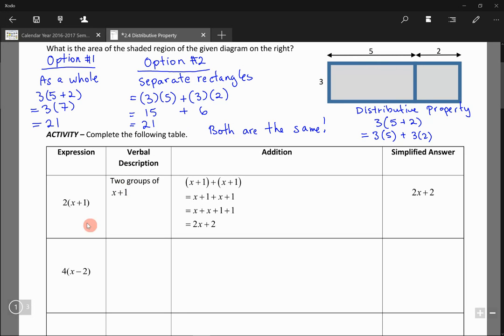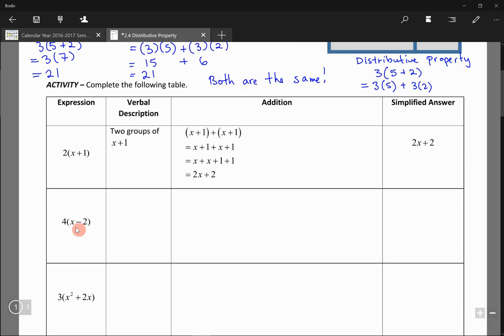Okay, so hopefully you had a chance to complete the activity. I'm just going to go through it really quick. Basically, start off with an expression, 2 times x plus 1. Give me a verbal description. Well, this is just two groups of x plus 1, right? So 2 times this bracket. If I had two groups of x plus 1, I can express that as an addition: the first group of x plus 1 plus the second group of x plus 1. Then, like we did in the beginning of our cycle, you just collect all the like terms. You collect the x's, you get 2x. You collect the 1's, and you get a 2. So your simplified answer is 2x plus 2.